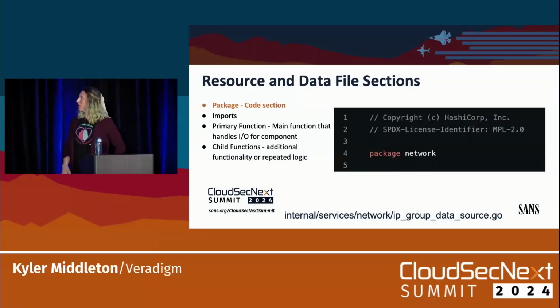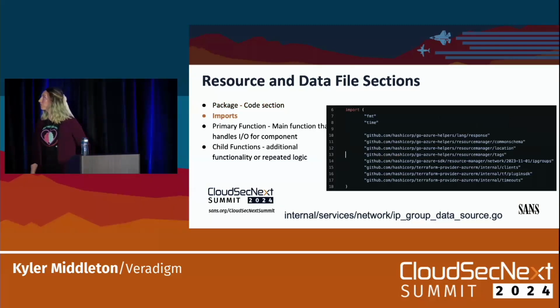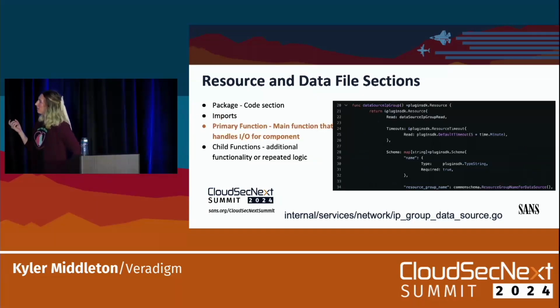Let's supercharge it. So section number 1 of a data resource, really all resources, but we're just going to do data because it's the simplest ones. It just has to do read operations, is the grouping. And this is network because it's an IP group. It's firewalls, super simple. And this is all the imports. Interestingly, you have to import time and location and tags, and you can see IP groups there. And then you have your main function, which basically handles the IO for the resource, for changes, for CRUD operations. So reading, modifying, creating, deleting, whatever.